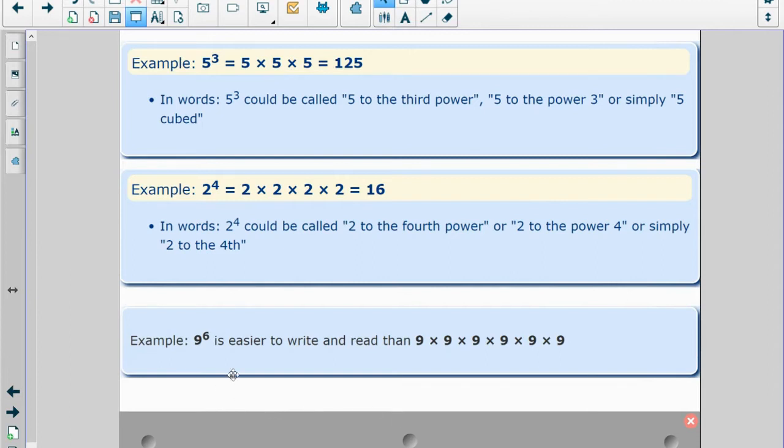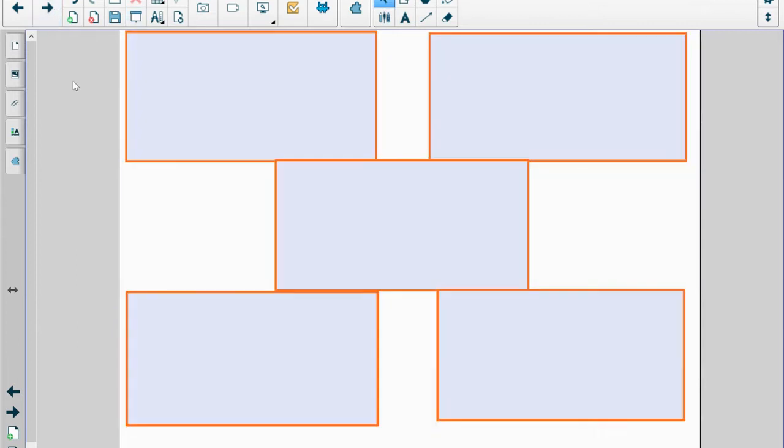Now, the reason why we use exponents is because it makes it a lot easier to write repeated multiplication. So rather than writing something like 9 times 9 times 9 times 9 times 9 times 9, we can count that there's 1, 2, 3, 4, 5, 6 9s being multiplied together. So 9 is the base, 6 is the exponent.